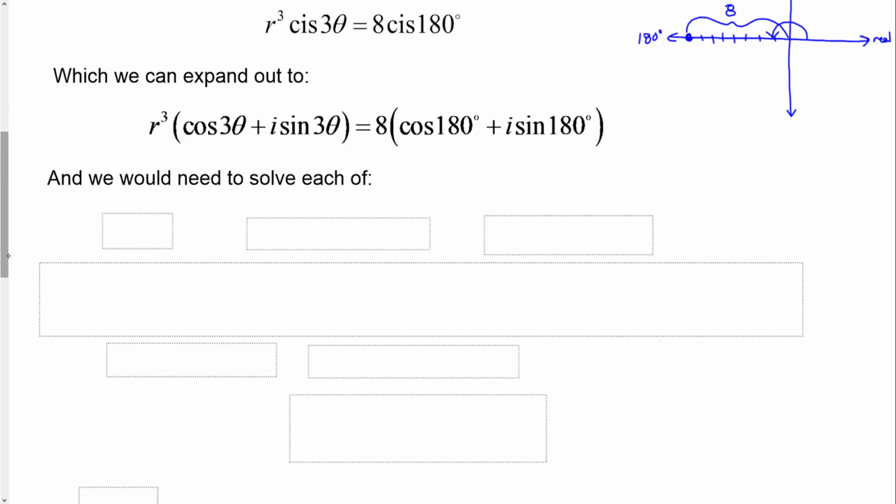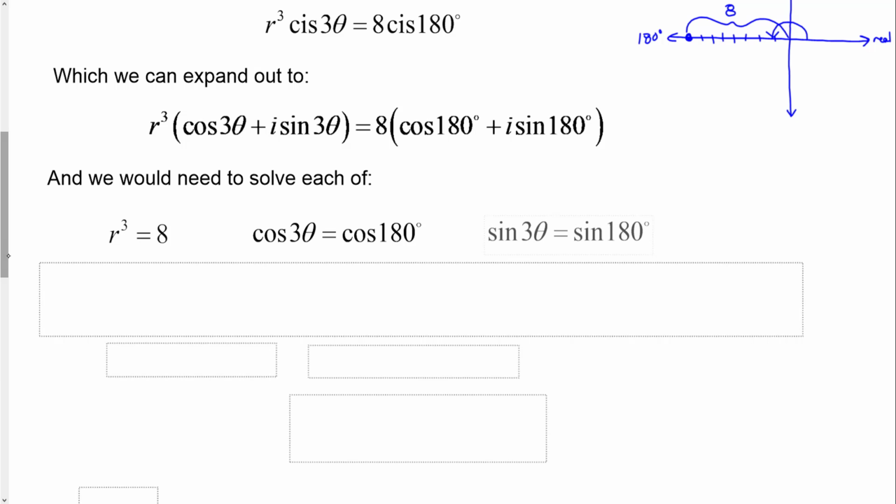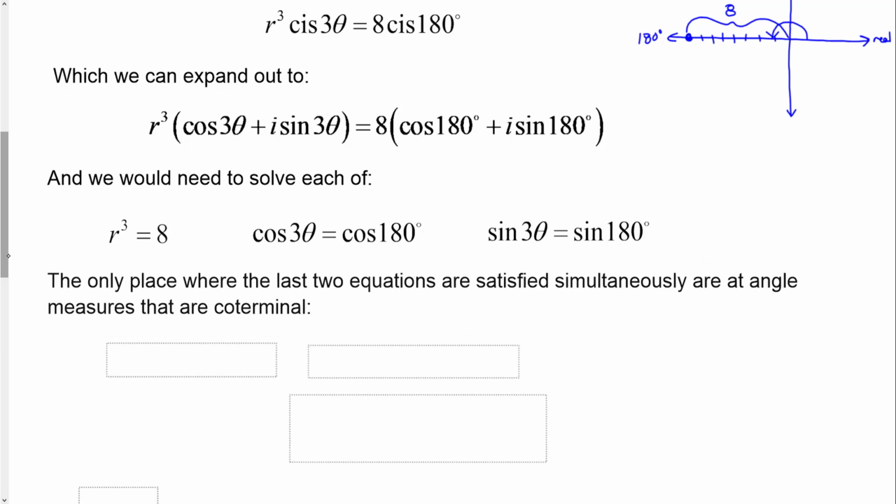Which means we can break this up into 3 separate equations. We need to solve each of these. r cubed equals 8. Cosine of 3 theta equals cosine of 180 degrees. Sine of 3 theta equals sine of 180 degrees. The only place where the last 2 equations are satisfied simultaneously is at angle measures that are coterminal with one another.